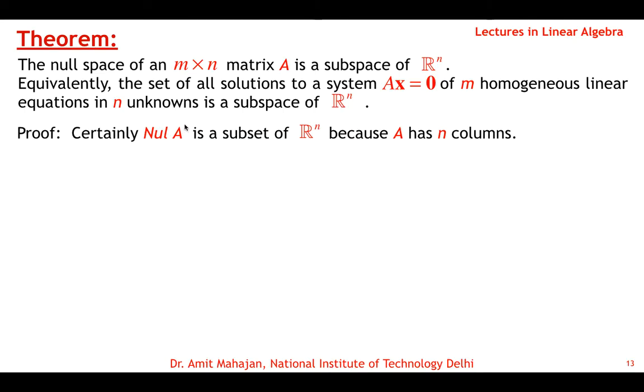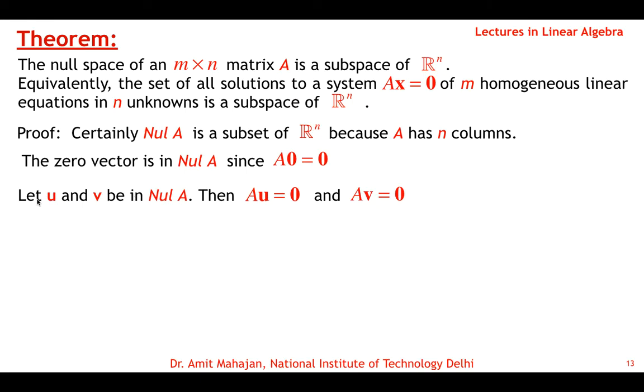Clearly the 0 vector belongs to the null space of A because the homogeneous system is always consistent and the 0 vector always satisfies it. So the 0 vector is in the null space of A because A times the 0 vector is always 0. The homogeneous system is always consistent; the trivial solution is always there.